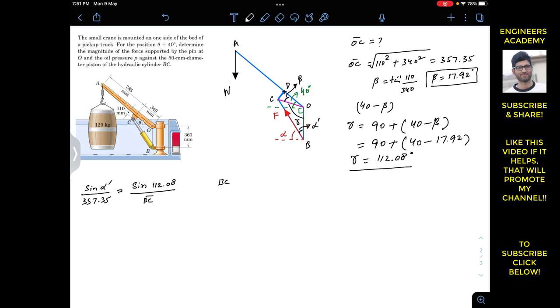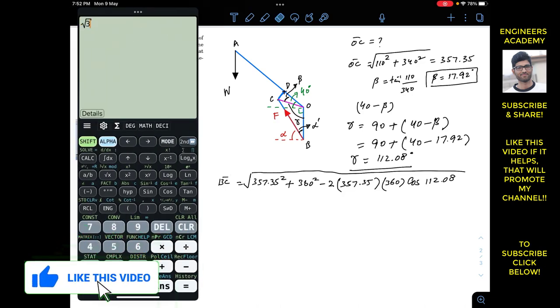So BC square will be equal to this OC square plus this square, since we know the included angle between these two. So this will be OC square. Now OC is 357.35 square plus OB square. Now OB is known, and OB is 360. So this is 360 square, then minus 2 into OC, which is 357.35, into OB, which is 360, and the cos of the included angle between these two. So the included angle is gamma. Now we know gamma, which is 112.08. So now to find BC, we have to take the square root of this whole equation. So this will give us BC length.